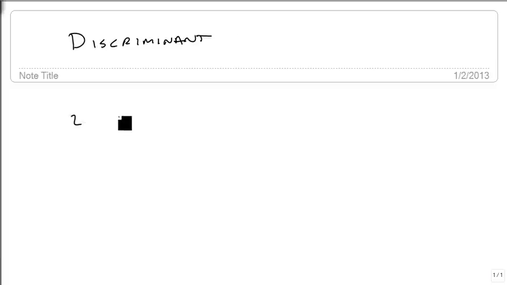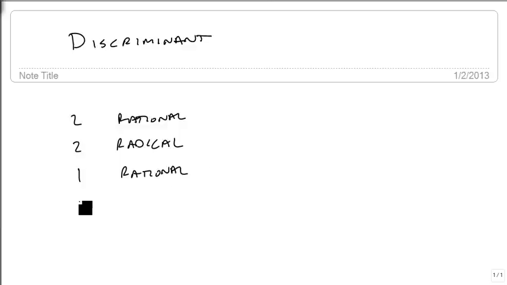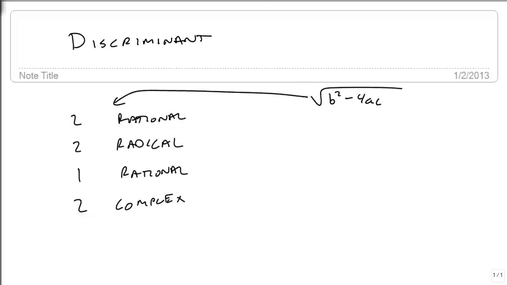We had 2 rational solutions. We had 2 radical solutions with the square root still left in it because it didn't simplify completely. We had 1 rational solution, and we had 2 complex solutions. And these all revolved around that b squared minus 4ac is what determined all of this. And so we're going to talk about that.